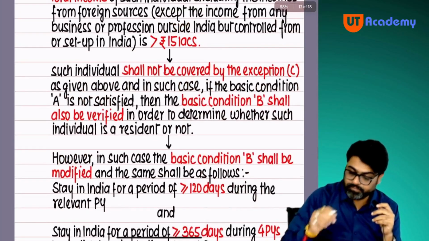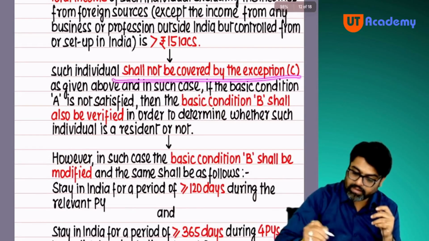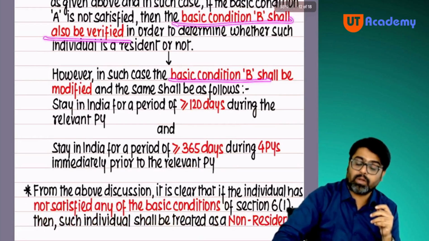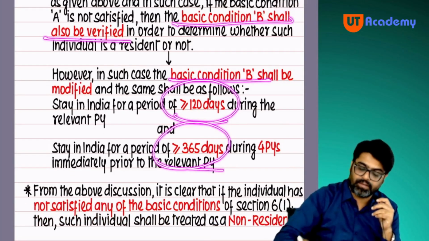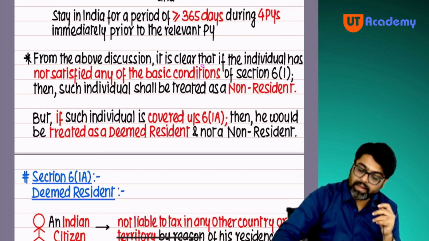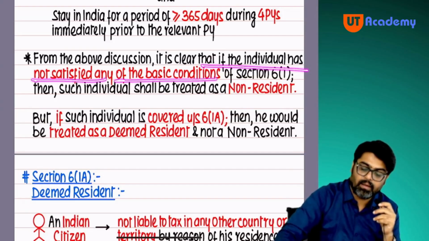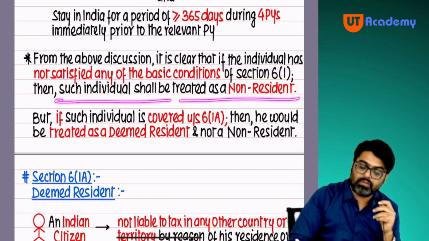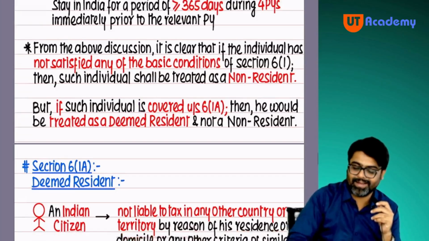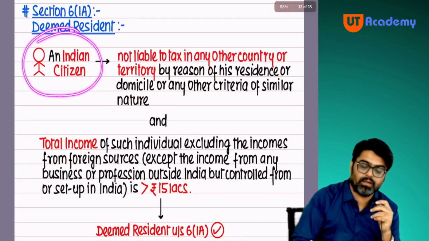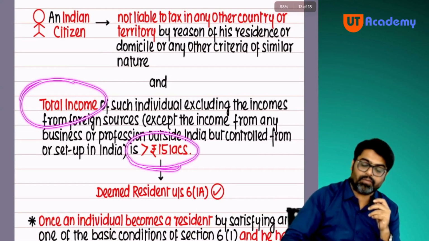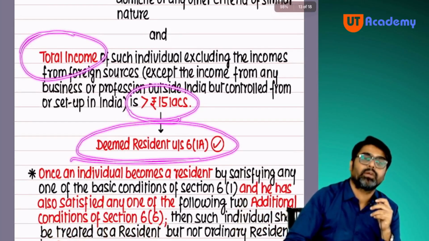Now, for that, C shall not be covered by exception C, and basic condition B shall also be verified. Basic condition B, what you will check? 120 days and 365 days. Yes or no? Now, from the above discussion, it is clear that if the individual has not satisfied any of the conditions, then such individual shall be treated as a non-resident. But if such individual is covered by 6(1)(a), Indian citizen, not liable to be taxed in other country, total income more than 15 lakhs, then such individual will be treated as deemed resident.